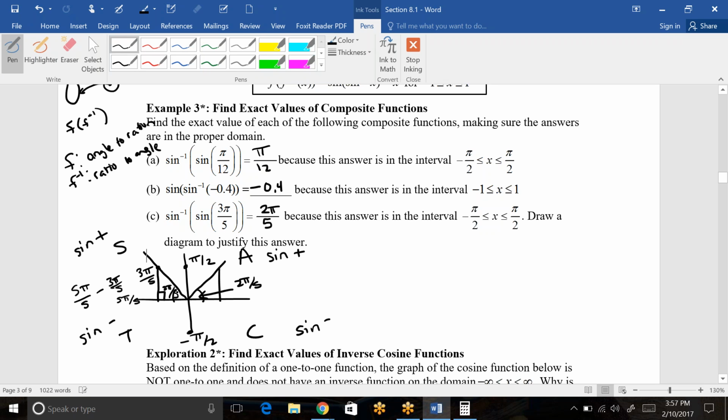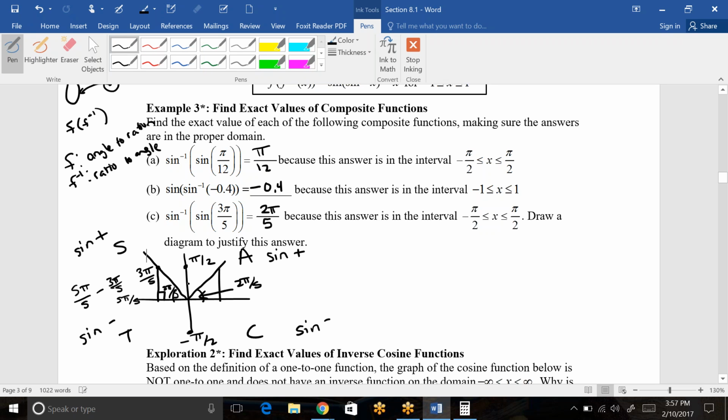But 2 pi over 5 is the reference angle, the measurement from the x-axis up for that specific angle that they gave me, which means that this over here, where sine is still positive, would be an appropriate solution there.